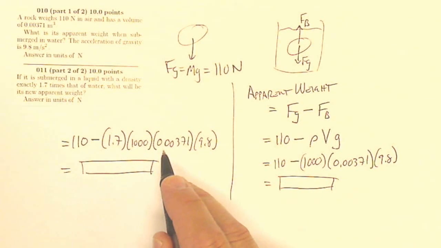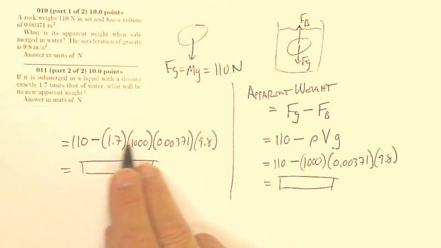So this is a bigger number, so subtracting a bigger number from 110 should make it even lighter than it was before.